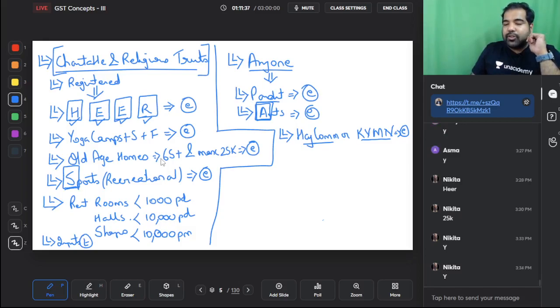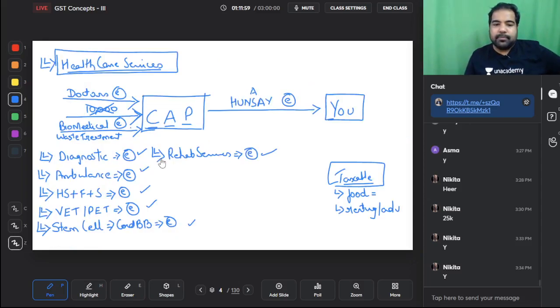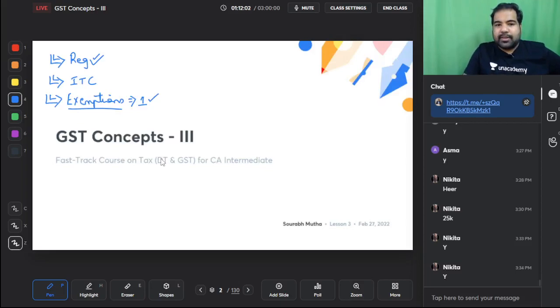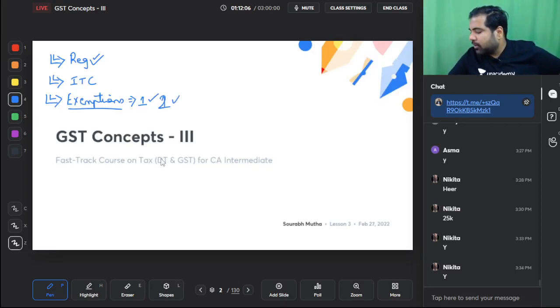Guys, charitable and religious trust, remember here, remember yoga camps, remember old age homes, 65 plus, maximum 25,000. And in education, there is skill development also of people above 65 years and in rural areas, not in urban areas. Sports, renting of rooms is very important, halls and shops. Pandits, arts for everyone, and Hajj committee or Kumao Vikas Mandal Nigam. That is another exemption, which is charitable and religious trust.